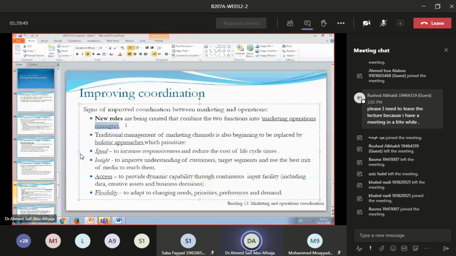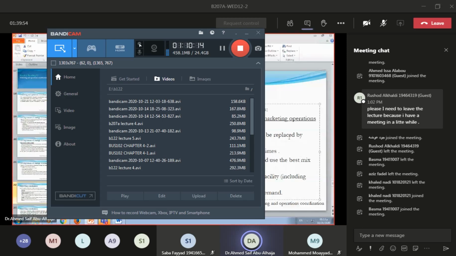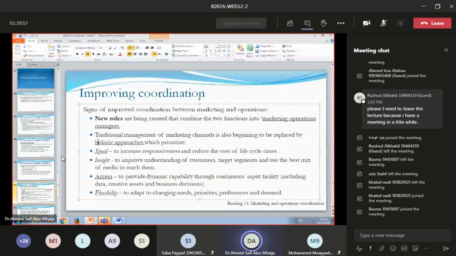Yes, that's one way. Traditional management of marketing channels is also beginning to be replaced. There's a change. By what? By a holistic approach. Holistic approach means you will consider the marketing and also the operation, okay? And the others. Operation, marketing, and the others. Okay, so what you will do also, you will make some priorities. Okay, which prioritize first speed, okay, then insight, access, and flexibility.